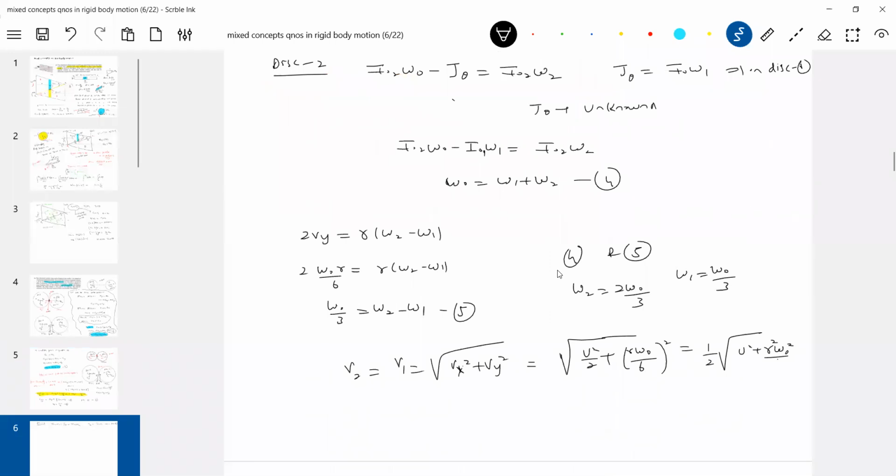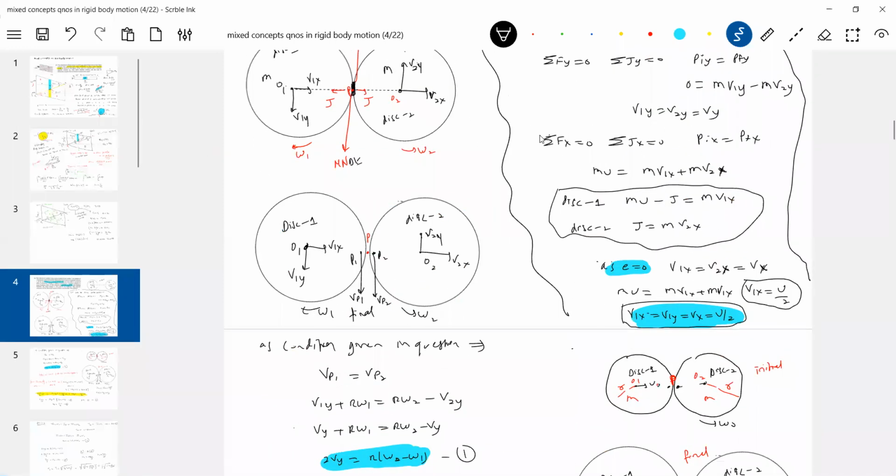The final answer, I'll write it. You can check later on. Omega naught by 3. This is what is given in the books. This will be the speed of each of the disks. This will be final. I took 1 by 2 outside. At the end of the collision, V1x must be equal to V1y. I think long back we have discussed this, no? This one.